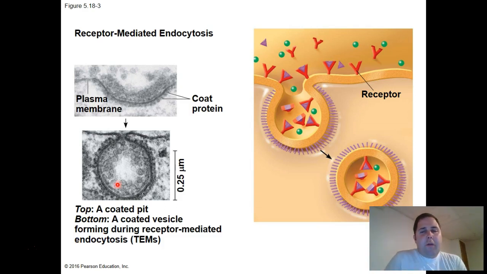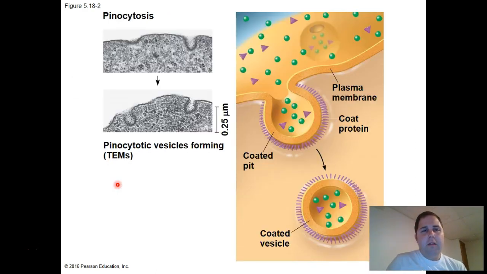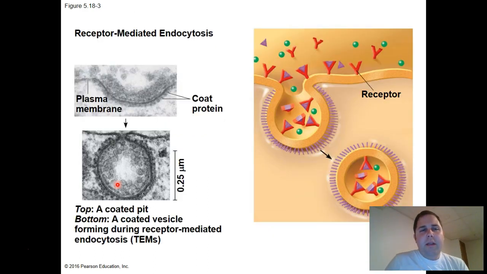So that gives you three ways to move bulk contents into the cell, and just know those three terms. Phagocytosis is going to move in full particles, pino is going to move in liquid, and receptor-mediated endocytosis is going to give you some more specificity to actually pull in dissolved particles that the cell desires to have inside of it.